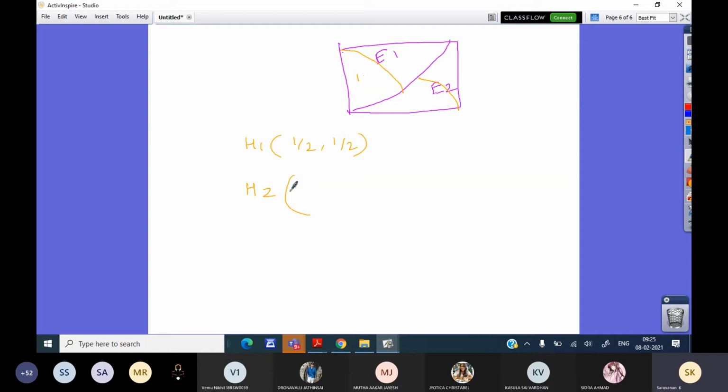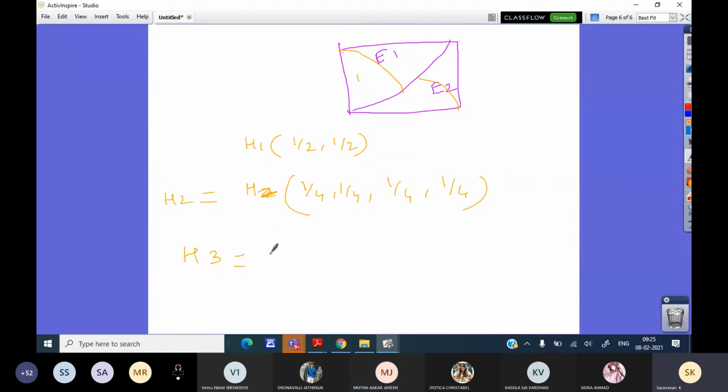So for computing H2, H of 1 by 4, comma 1 by 4, right? So I am dividing this E1 into 2 sub-E1s and the probability associated with the sub-E1s are 1 by 4. Okay? So this is my H2 value. Now, can you tell me what is my H3? For computing H3, I have two parts again. Okay? So is it 1 by 2, 1 by 2, 1 by 2, 1 by 2? Yeah, correct. I have two parts, right?